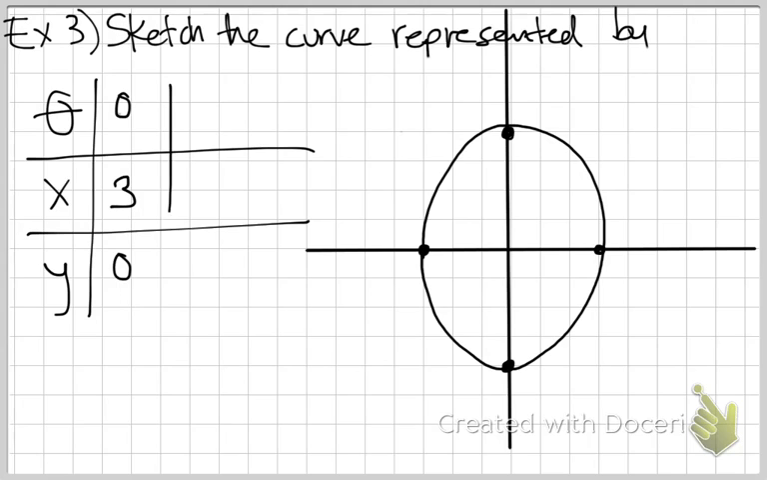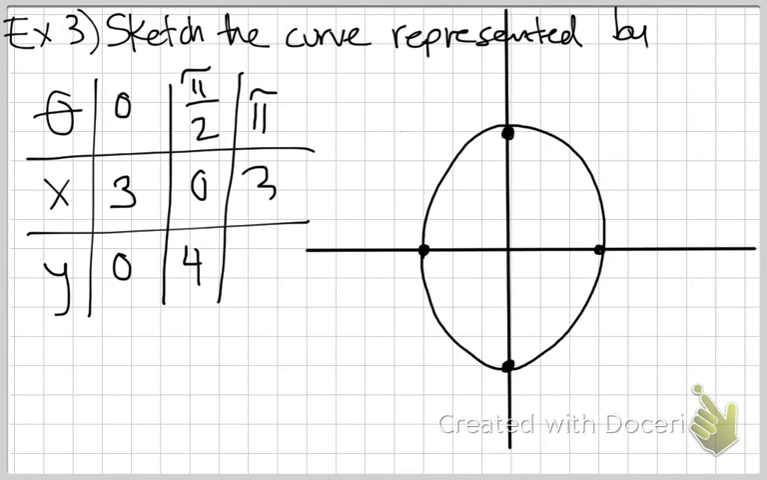If I plug in pi over 2 for theta, I have 3 times cosine of pi over 2 for x, and cosine of pi over 2 is 0, so this one's 0. For y, I have 4 times sine of pi over 2, which is 4 times 1, which is 4. And if I plug in pi into the x, I get 3 times cosine of pi, which is negative 1, so negative 3, my bad. And if I plug it into the y equation, I get 0 again.